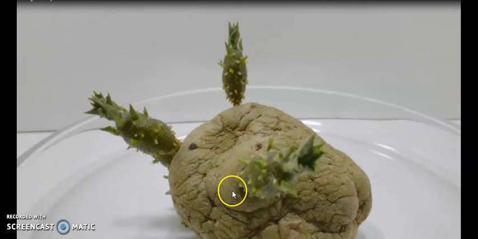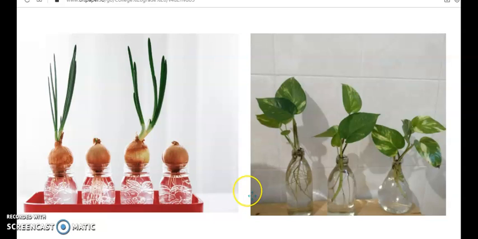Without having a seed, we can grow potato directly by putting it under the soil and gradually watering it. Same way we can do it for garlic, onion, radish. Okay. These were the natural ways of vegetative propagation.